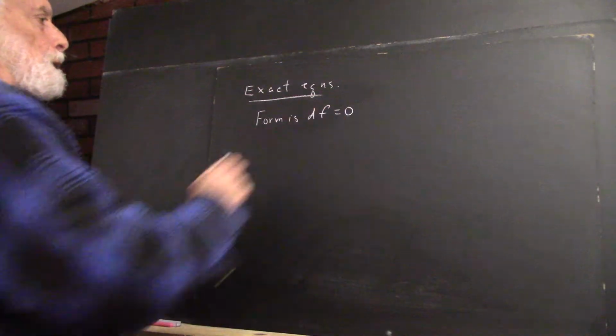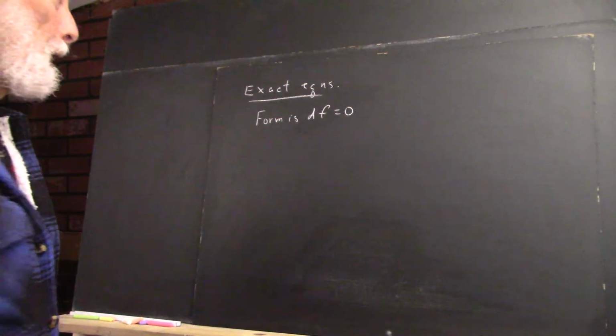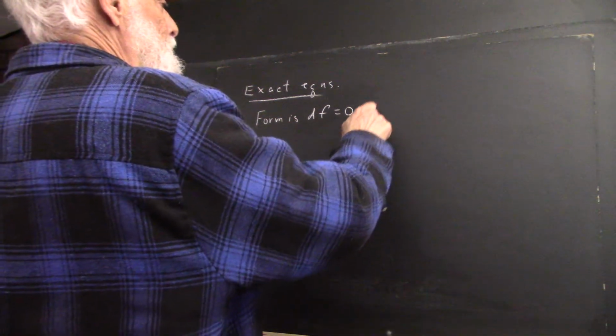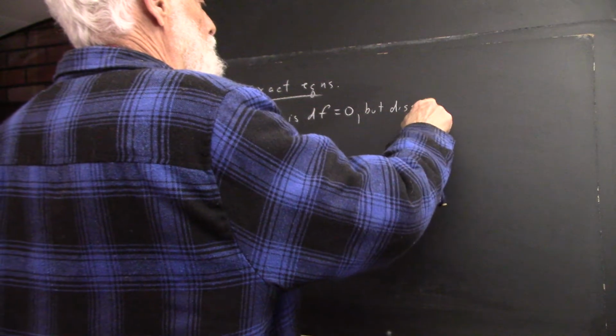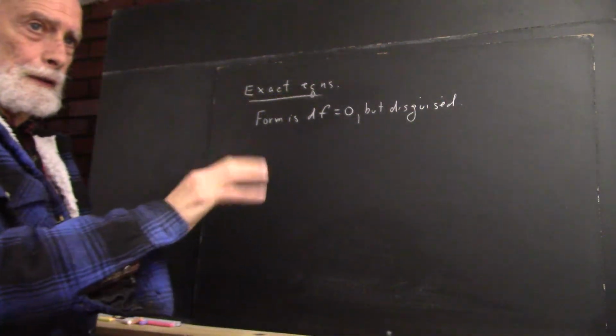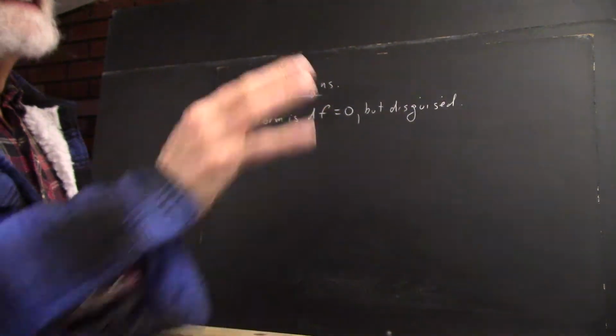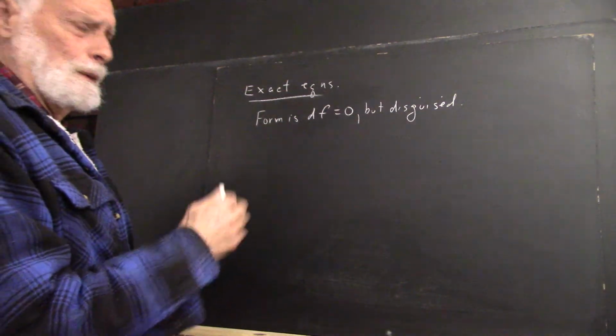Form is df equals 0, but it's going to be disguised. That's disguised, not disgusted. Now, you might be disgusted. The equation doesn't have emotions. Okay, I don't think so anyway.